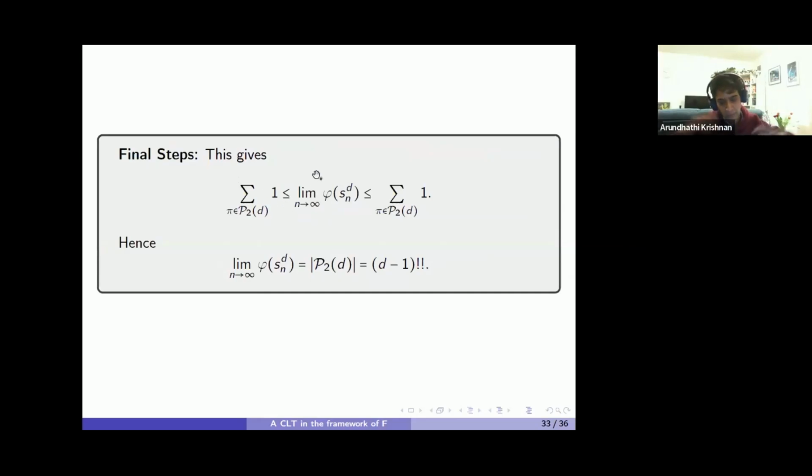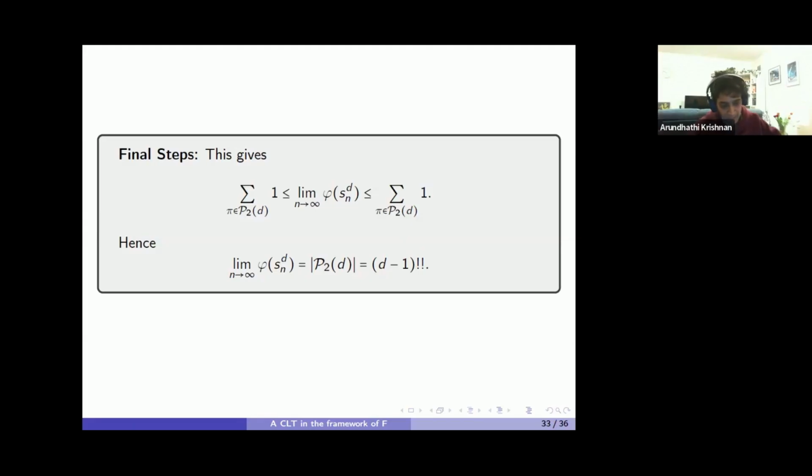What you'll end up with, taking limits as n goes to infinity, is that the limit of the dth moment of S_n lies between the sum over all pair partitions of just the constant, because everything on that side has just been cancelled out, and similarly on the right-hand side. So you get the limit of these moments sandwiched simply between the number of pair partitions of d and the number of pair partitions of d. So it's equal to the number of all pair partitions, which is (d minus 1) double factorial, which is exactly the dth moment corresponding to the random variable with the normal distribution.